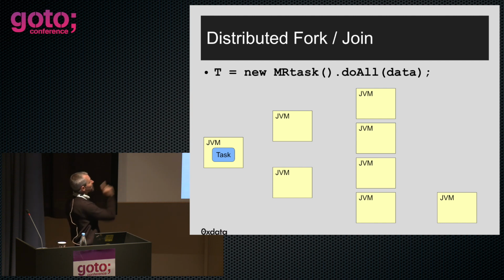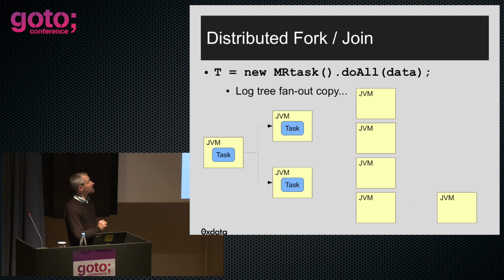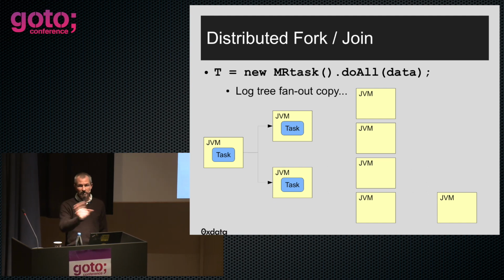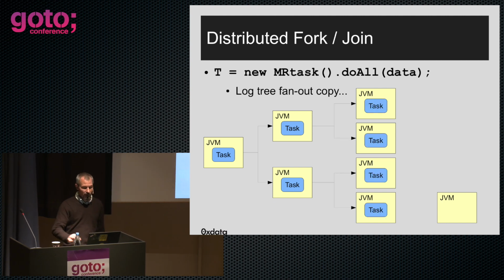Somebody somewhere is driving this and has said, make me a new MapReduce task and run it on some data. Then I do the obvious log tree fan out, where I pipe the instance of this object, after the constructors run, to its 2 neighbors, and they send it to their 2 neighbors, and so on, until the whole cluster has an instance of this task.